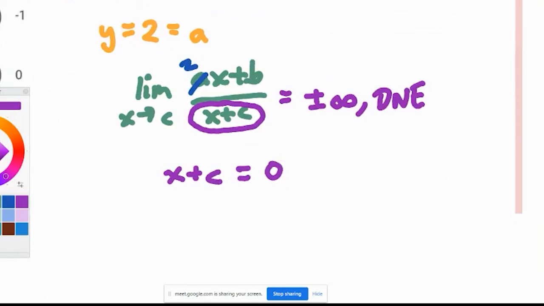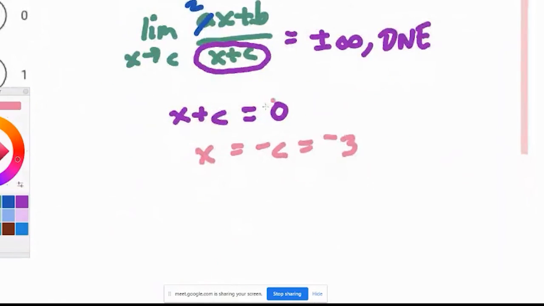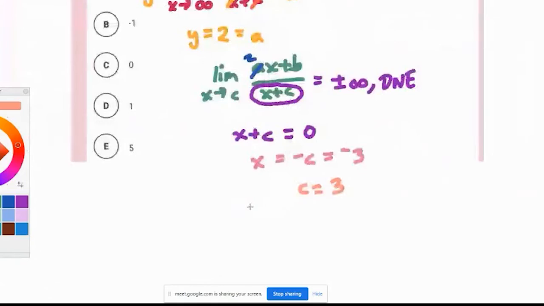Because you remember, vertical asymptote is non-zero over 0. So from here, I'm going to subtract off c from both sides. Okay, and we know that this has to be equal to -3 because it says x = -3 right there. So I wrote x = -c, which is equal to -3. Okay, so that means c is equal to 3. So that means that a is 2 and c is 3. So 5 would be your answer because you would add those together.